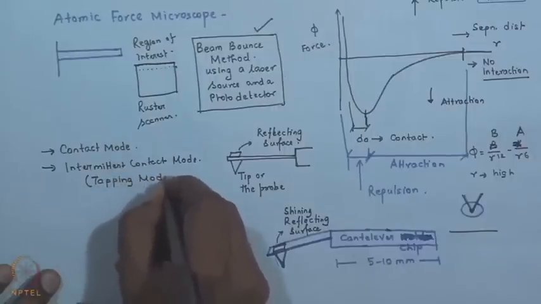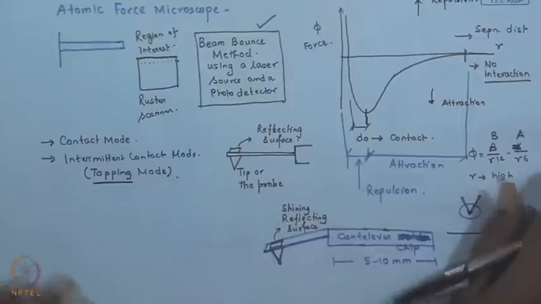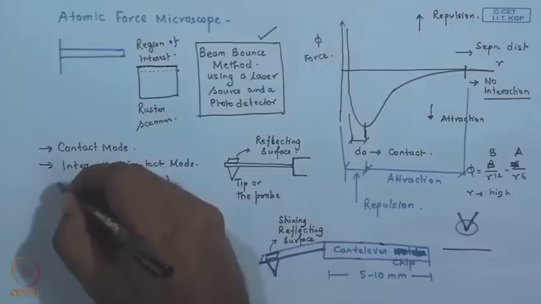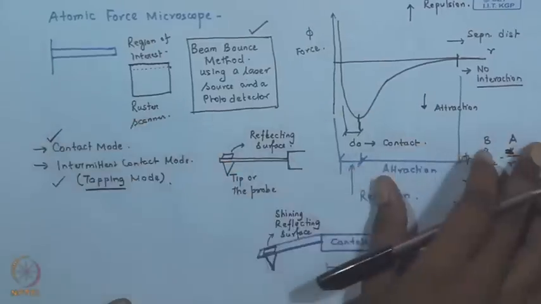But please understand that tapping mode is a word you should not use scientifically, because this is some sort of a trade name of this intermittent contact mode of a particular company. But somehow tapping mode is the word that is very, very popular. So most people working on intermittent contact mode will just tell you that they have done this scan in tapping mode. And you can find this word tapping mode even in journal publications and books. So no harm, you can either call it the intermittent contact mode or the tapping mode.